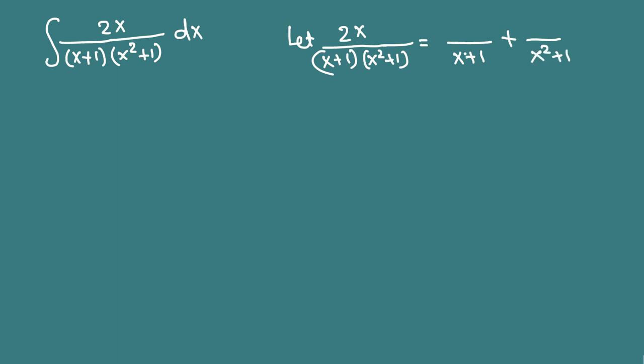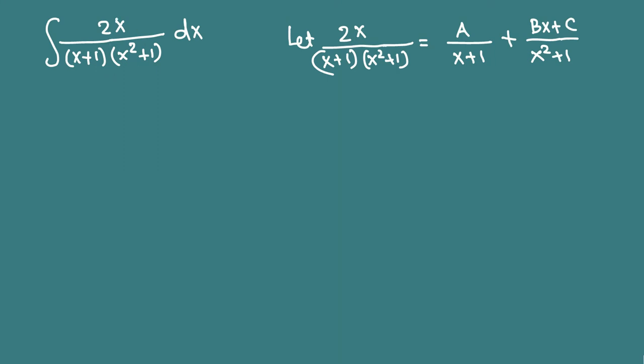This is a linear factor, degree 1, so degree 0 on the top, so a constant. Then x squared plus 1 is irreducible. It's a factor but quadratic, degree 2, so we need degree 1 on the top, and generally bx plus c is used. As soon as we find a, b and c, we come back and finish this problem.